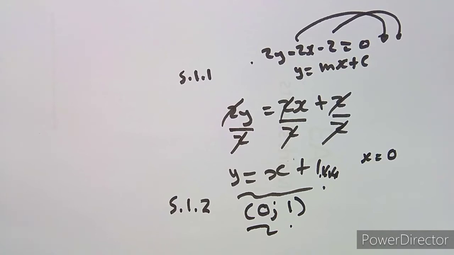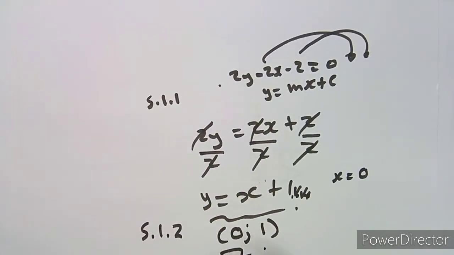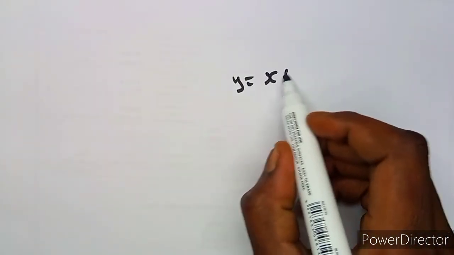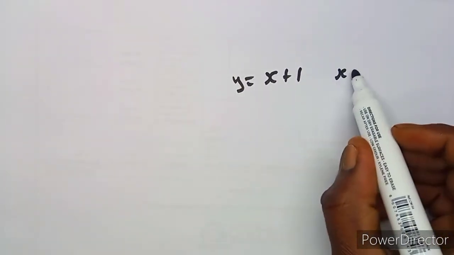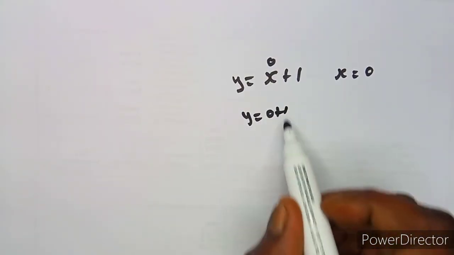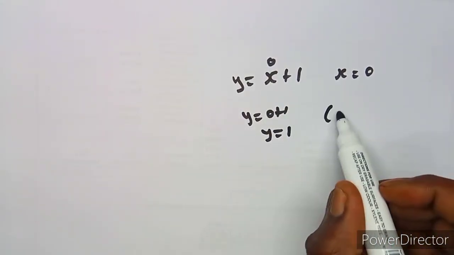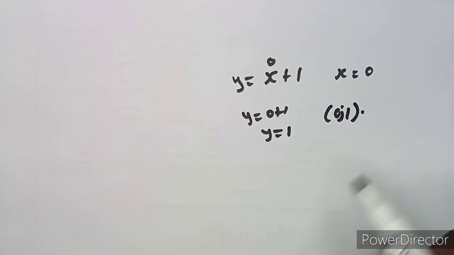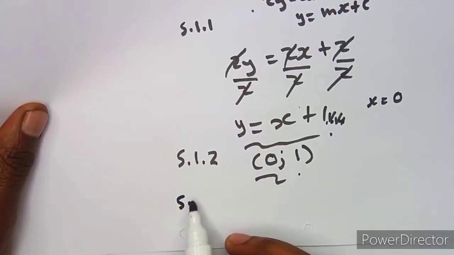Or you can just consider this, since we have the equation y is equal to x plus 1. At the y-intercept, since x is equal to 0, you substitute 0 here. So y is going to be 0 plus 1, which is y is equal to 1. Then x is 0, y is 1. You write it as a point. Okay? So that's what you're going to have.